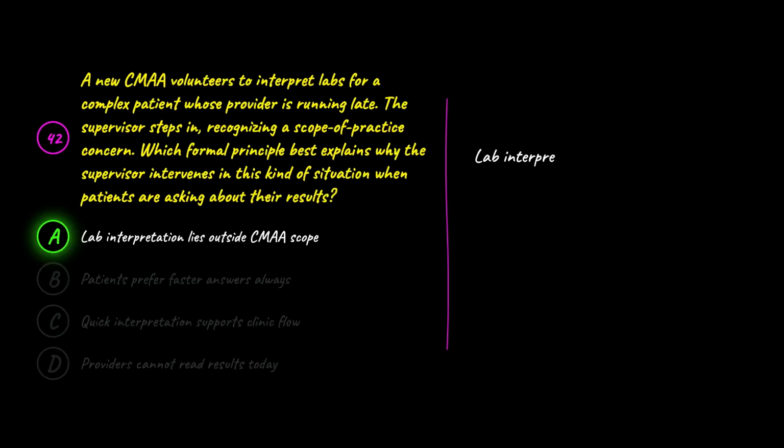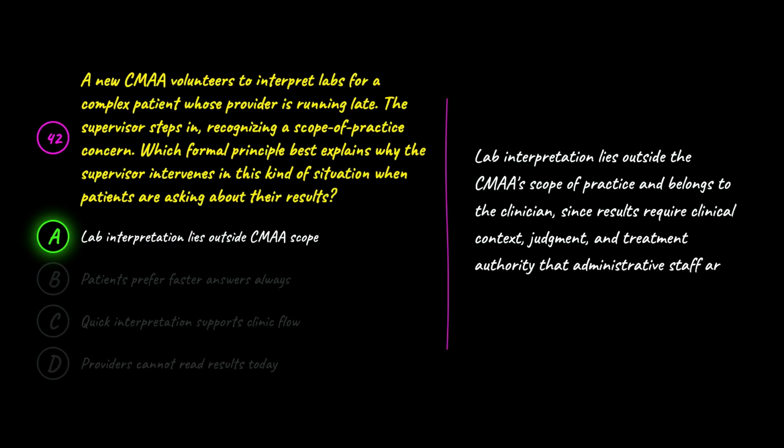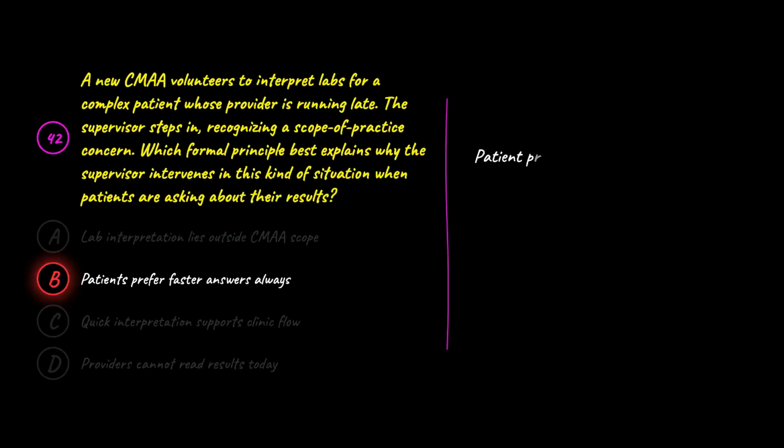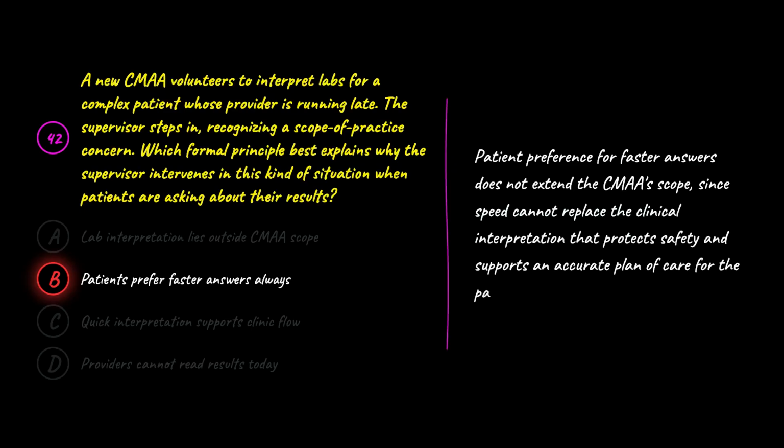A is correct because lab interpretation lies outside the CMAA's scope of practice and belongs to the clinician, since results require clinical context, judgment, and treatment authority that administrative staff are not licensed to apply. B is wrong because patient preference for faster answers does not extend the CMAA scope, since speed cannot replace the clinical interpretation that protects safety and supports an accurate plan of care for the patient.